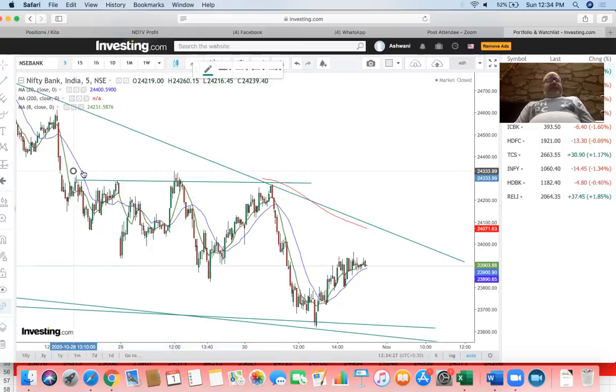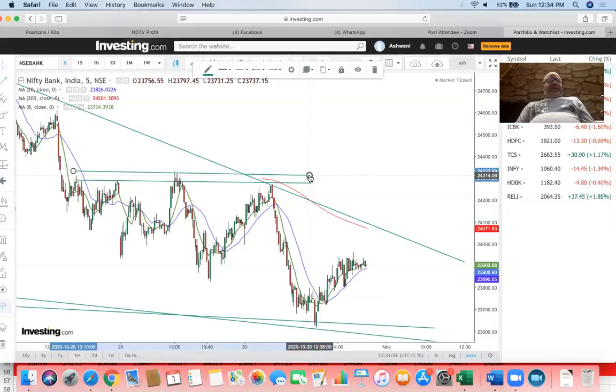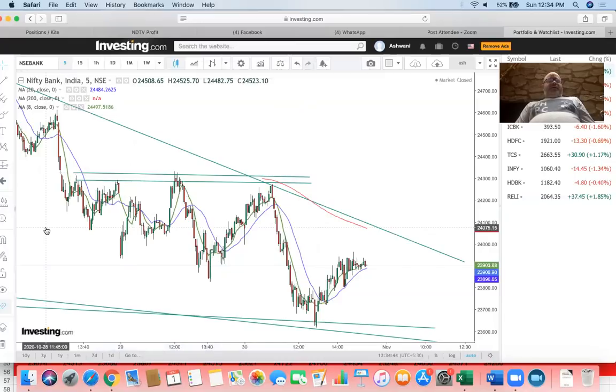And the way to draw a resistance zone is like this, so that it captures all the points which are in the vicinity. Okay, so this is how you draw support and resistance. It should be touching maximum number of points. So this is a zone, it's not a line or a point. Again, from the lows, Bank Nifty went up.